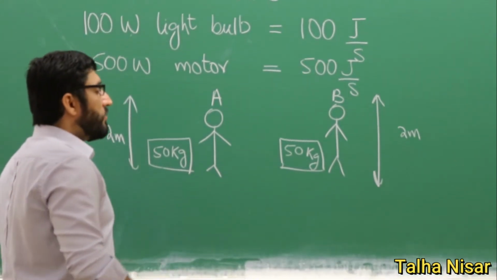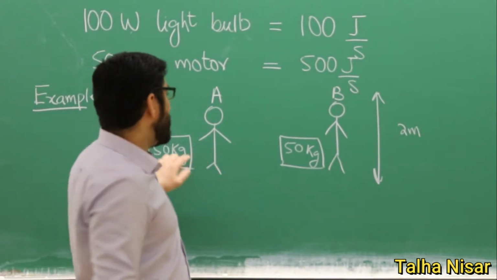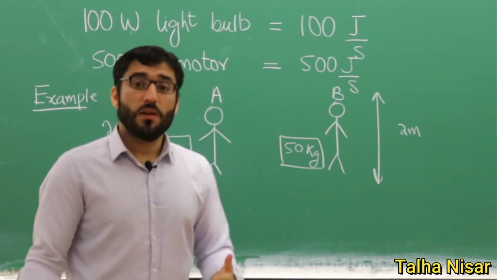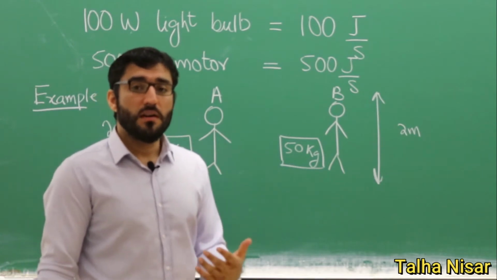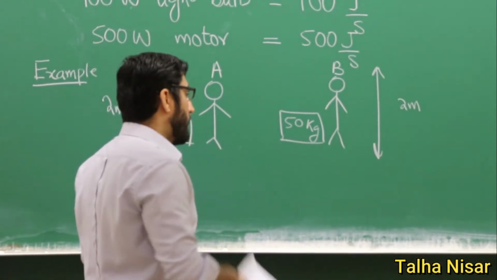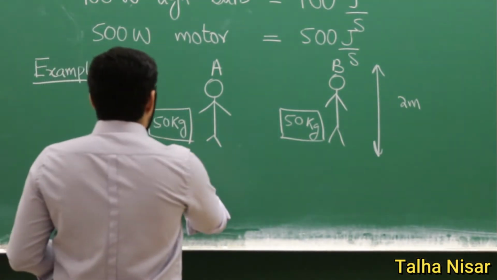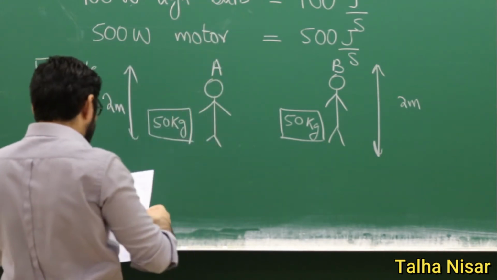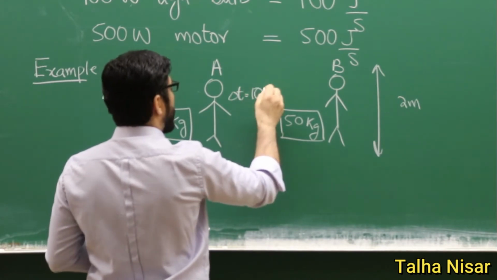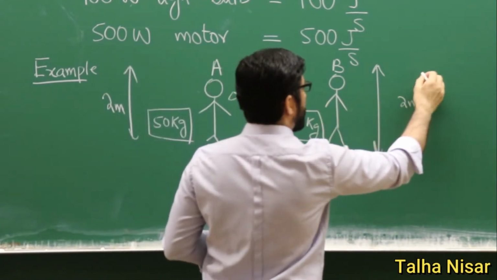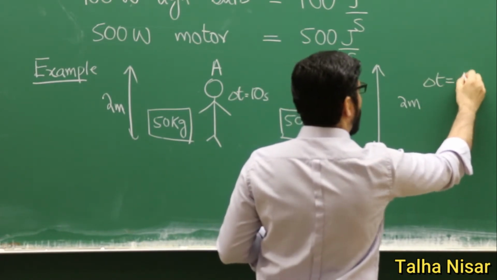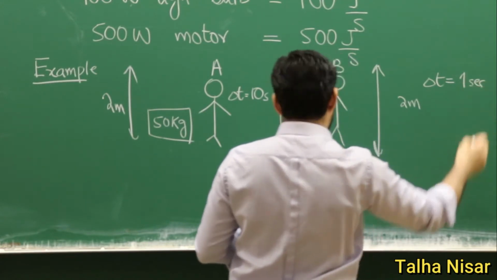First we will calculate how much work is done by these two people, A and B. Then we will calculate how much power is developed by the two people. Which one has developed more power? For the power, we also need the time. So this person has done this in 10 seconds and this person has done it in 1 second. So delta T is 1 second.